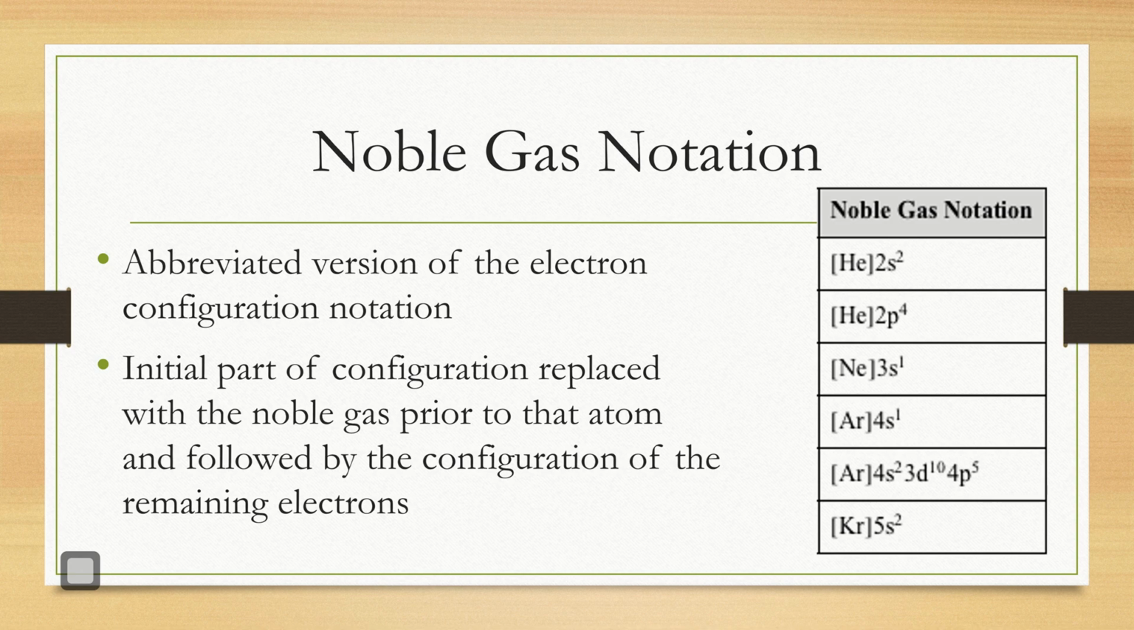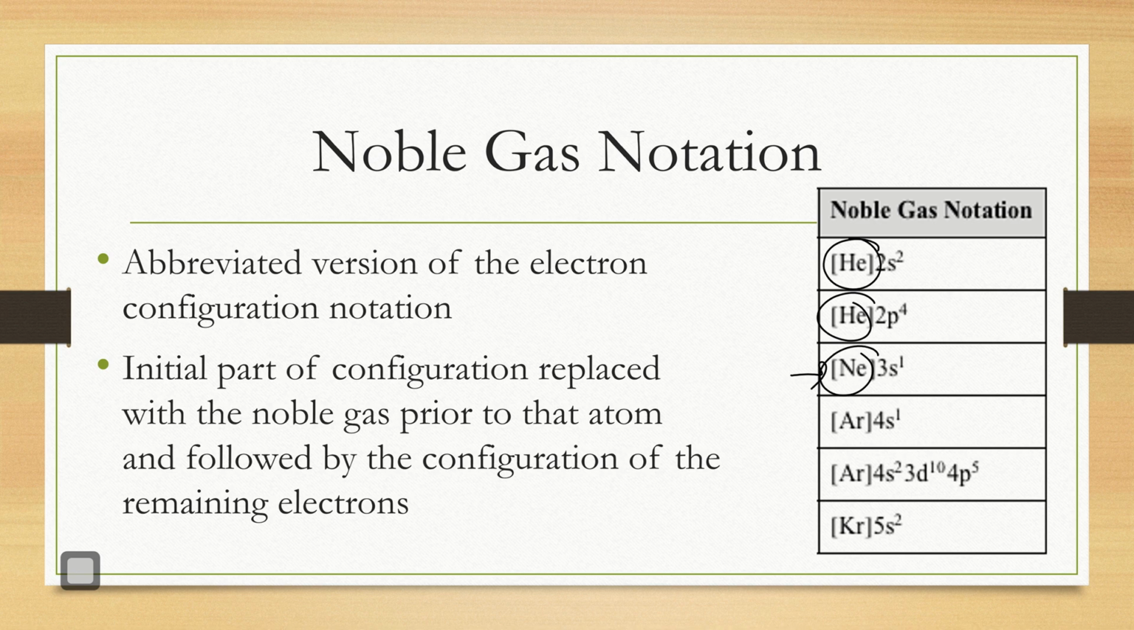So in other words, you find your element on the periodic table, you go to the period above it, and you write the noble gas on that period that is above the row that your element is on. I'm going to pull up my periodic table again so we can see this a little bit easier. But by writing the noble gas in brackets, it represents the entire electron configuration up to that noble gas.